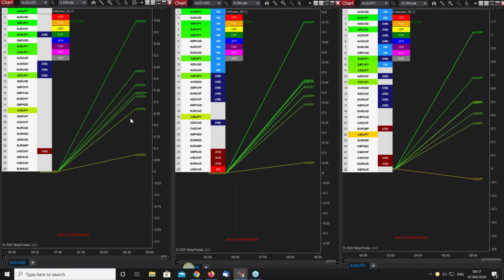What the currency array gives you is strength of trend. It gives you a straight visual.